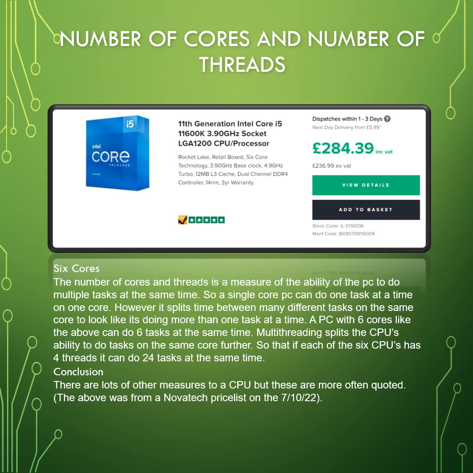Multi-threading splits the CPU's ability to do tasks on the same core further, so that if each of the 6 CPUs has 4 threads, it can do 24 tasks at the same time.